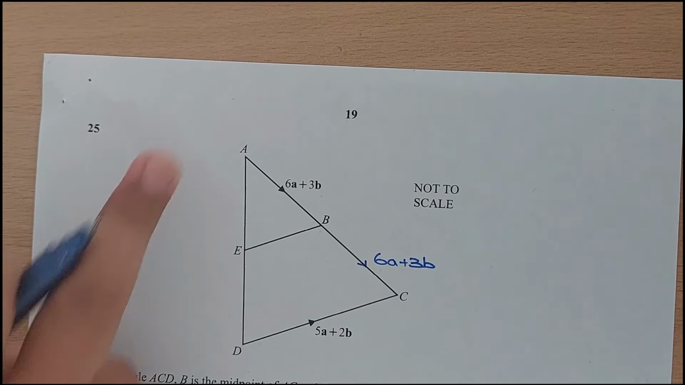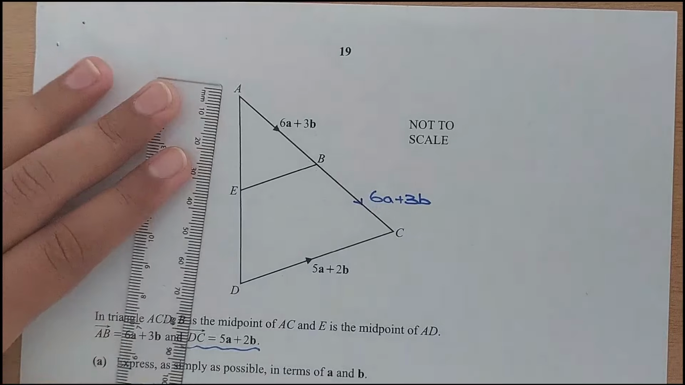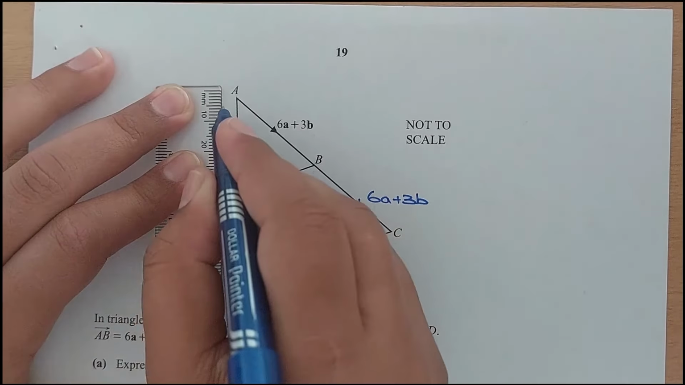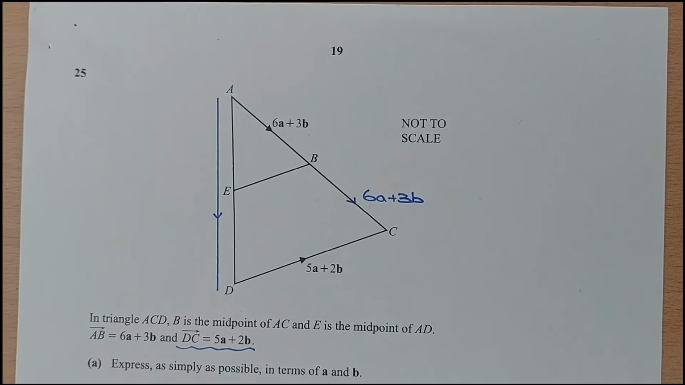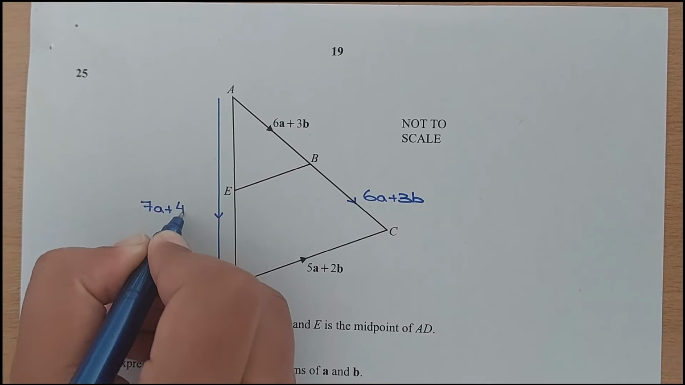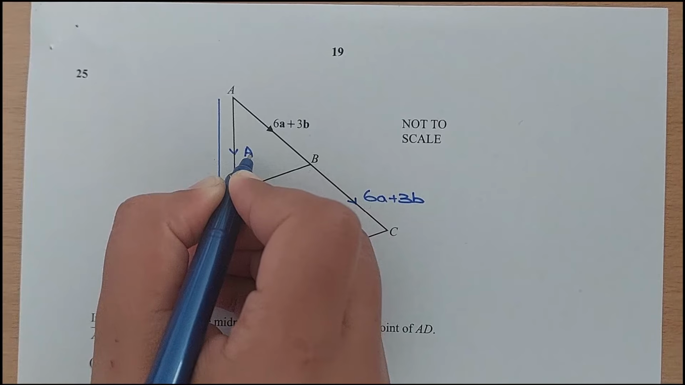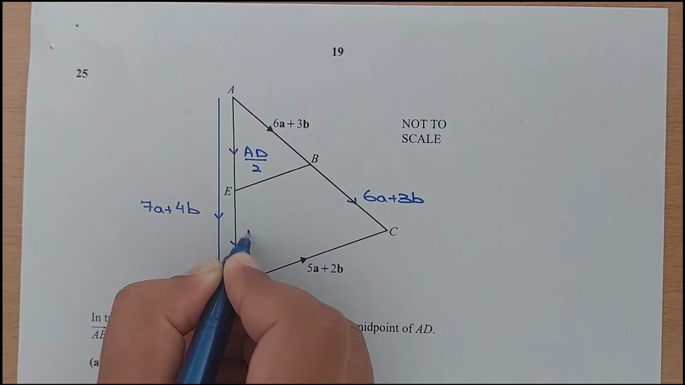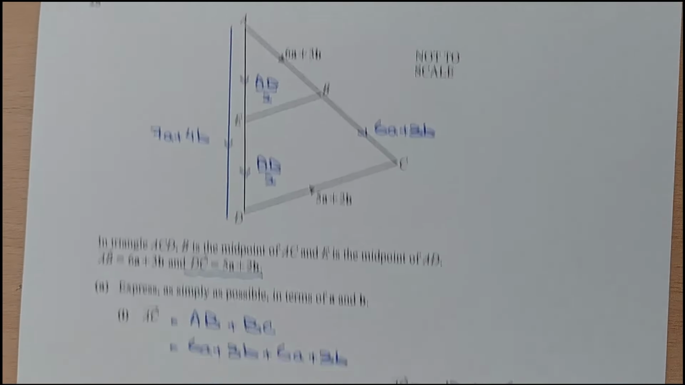So if A to D is 7A plus 4B, I can draw this A to D. We just got that, 7A plus 4B. So this side is half of AD, and this side is also half of AD, because it is a midpoint that we have given.